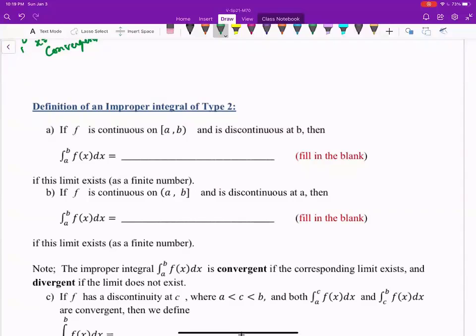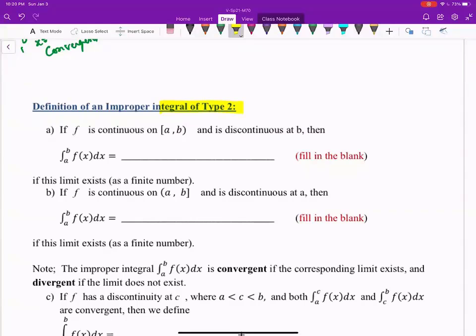Welcome back, everyone. We'll continue with 7.8, a definition of an improper integral of type 2. In the earlier video, you saw examples of type 1 improper integral. Now we will see how improper integral of type 2 is evaluated.